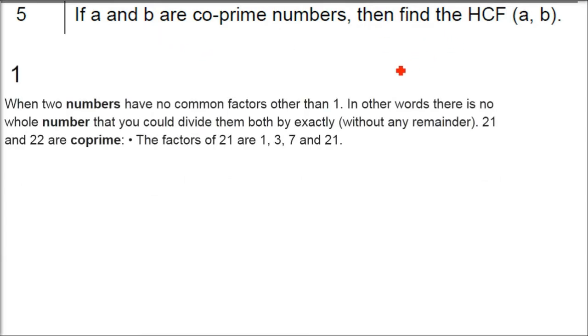If A and B are co-prime numbers, then find the HCF of A and B. So what is a co-prime number? This question is always there somewhere. Co-prime numbers are two numbers that have no common factor other than 1. There is no whole number that can divide both of them exactly without leaving any remainder. I'll give an example, 21 and 22. What is 21? 7 threes are 21. So 7 into 3 into 1. 1, 3, 7, 21 are all the factors of 21.